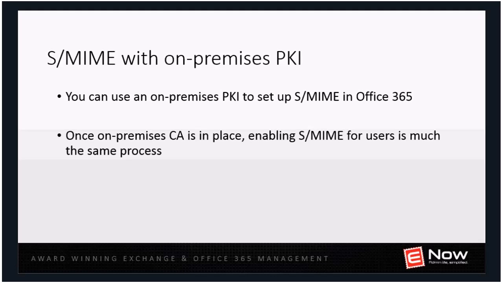You can use S/MIME with on-premises PKI. So you could build out your own public key infrastructure, your own certificate authority in Windows on-premises, and use that with your Office 365 tenant. That would work for you. It's a heck of a lot of work. It's a big project. Once you get that on-premises certificate authority set up, the process for installing the SSL certificate on each client is pretty much the same as we just went through, but running your own certificate authority can be a bit of work.